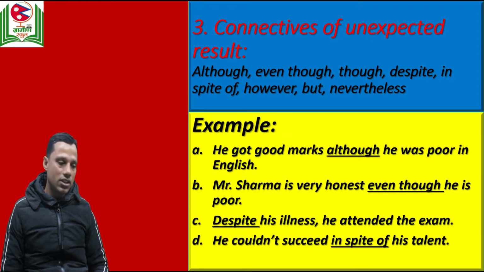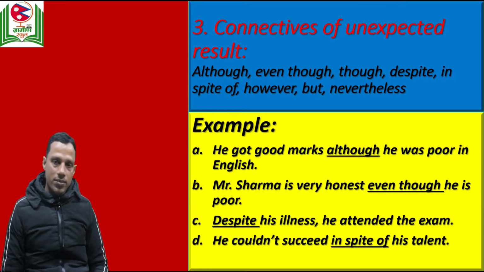First of all, we'll see some examples. Before that, see the words that we can use under connectives of unexpected result. Yes, under connectives of unexpected result, we can use words like although, even though, despite, in spite of, however, but, nevertheless. These are the words that we generally use as the connectives of unexpected result. Now we'll see some examples first.